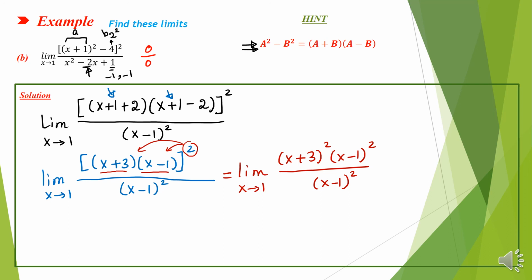Now you have to cancel the common factor between numerator and denominator, (x minus 1)^2, and you have to substitute x equals 1. And you will get the final answer. So we have (1 plus 3)^2, which is 4 squared, that gives us 16. So the final answer of this limit equals 16. And that's it. Thank you.